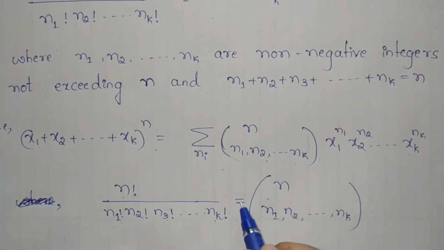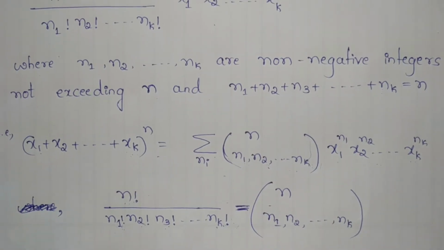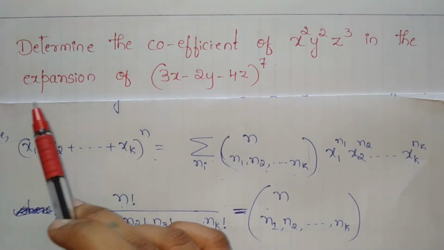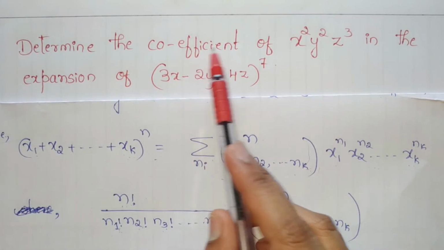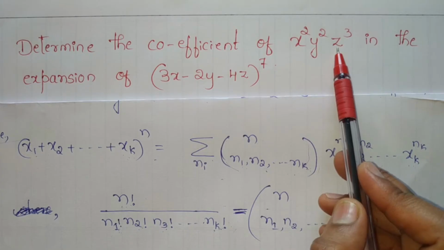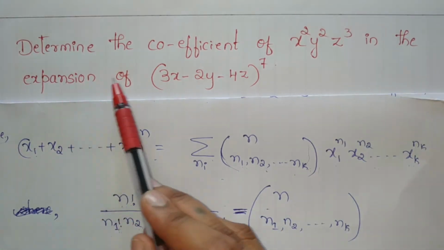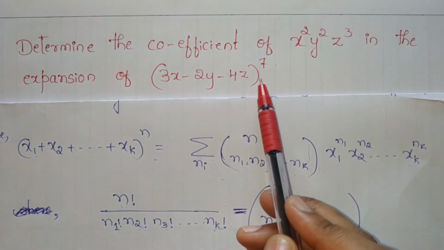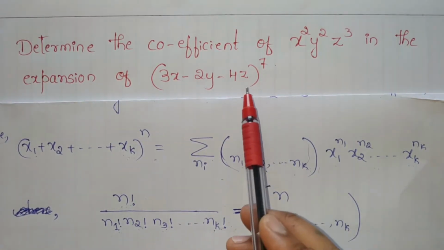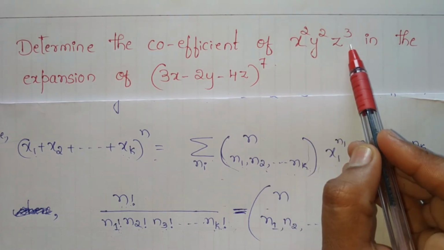Now let me take one example and explain how we can solve the examples on multinomial theorem. See here students, we have to determine the coefficient of x square, y square, z cube. Three terms are there here, and more than two terms means it is an application of multinomial theorem, in the expansion of 3x minus 2y minus 4z raised to 7. So here n is equal to 7 and the number of terms is 3.